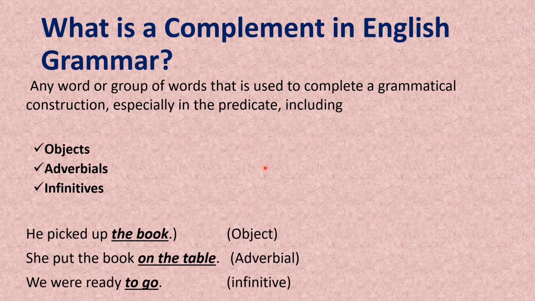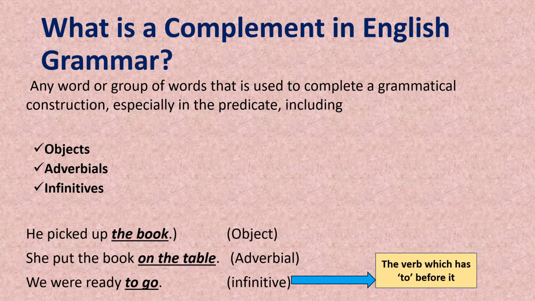Look at the third example. We were ready to go. As you know, the verb which has to before it is known as infinitive. So here to go is the infinitive complement.